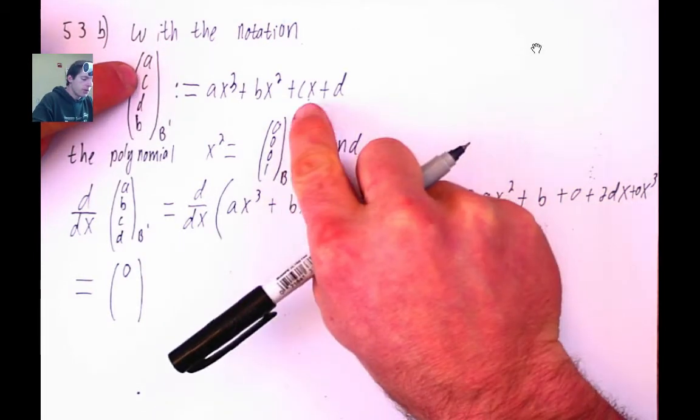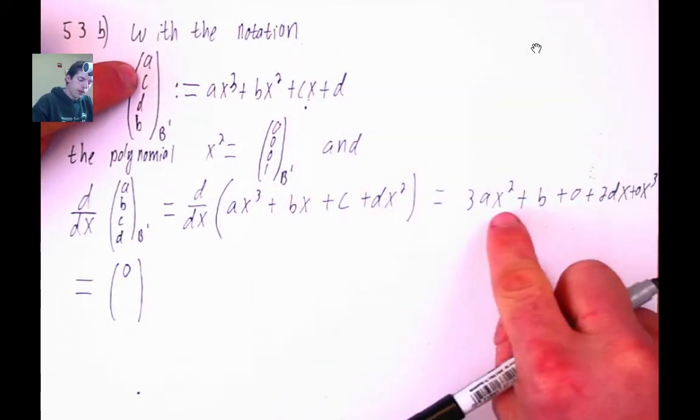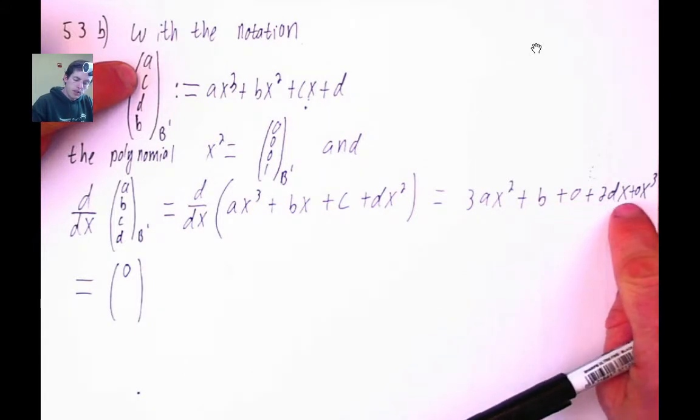Next slot, c, is supposed to be the coefficient of x to the first power. I look for the coefficient of x to the first power down here, it's 2d.